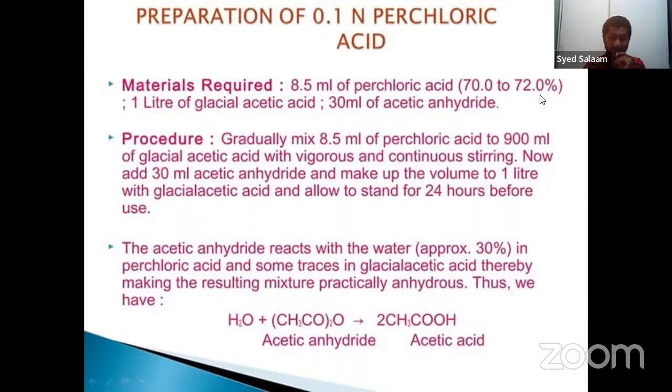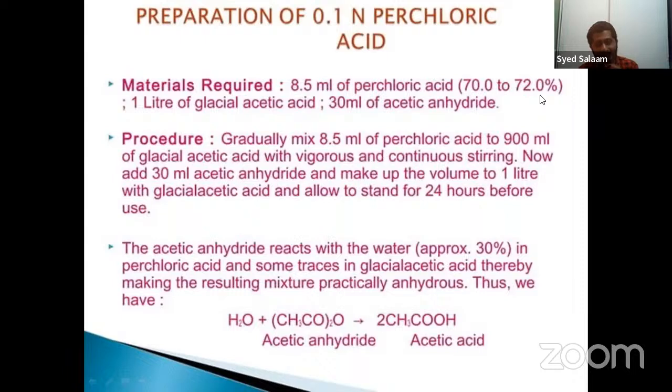After preparing, we need to let it stand for 24 hours, because at that moment everything will not be uniformly mixed. It will take time. To become a proper 0.1 normal perchloric acid solution, it requires a day. So if you are going to perform an assay using perchloric acid tomorrow or the day after, prepare it a day earlier, two days before itself. After a 24-hour gap, you can use it.